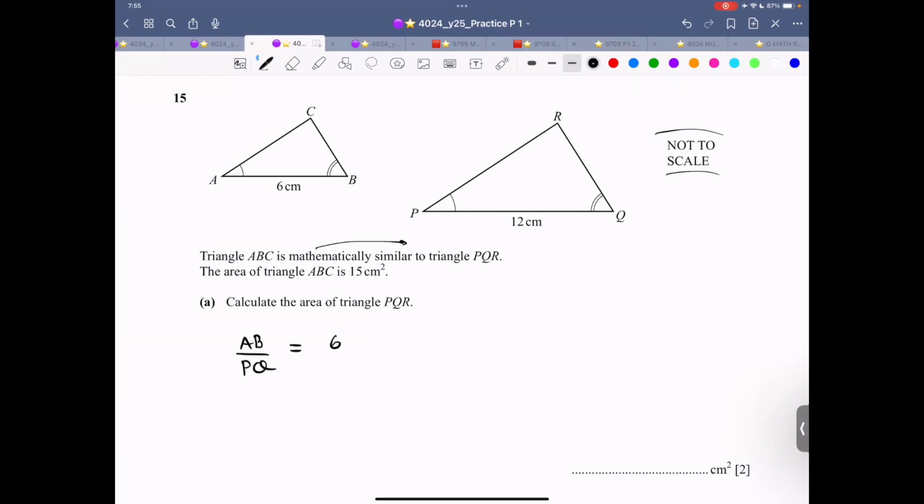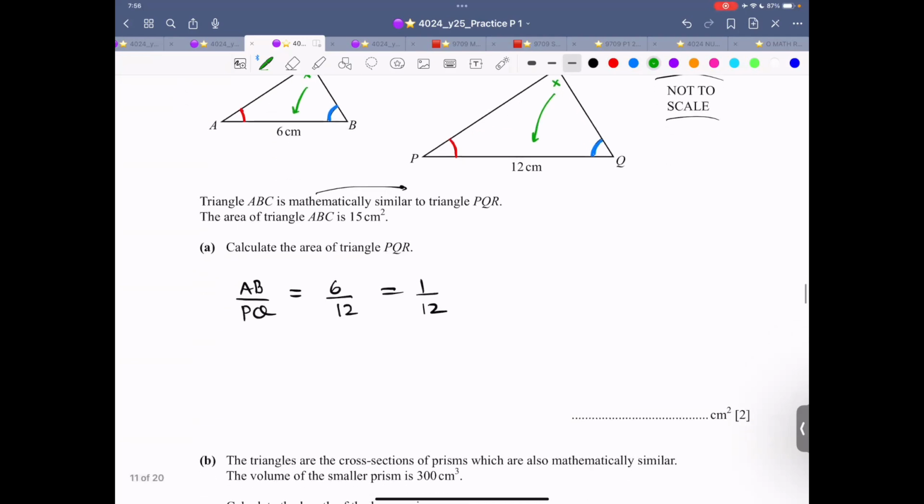Is 6 is to 12, which is 1 is to 2. And also focus on the angles. This is a single line. This is a single line. This is a double line. Therefore, this is a double line. Therefore, this is the angle. This is the angle. So basically, that's how you choose the sides. So 6 is to 12 is 1 is to 2.